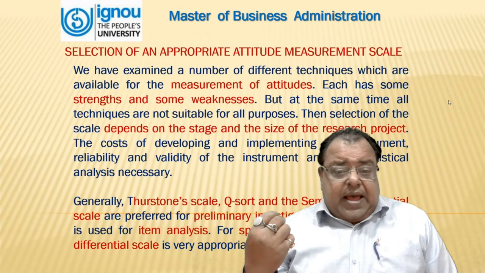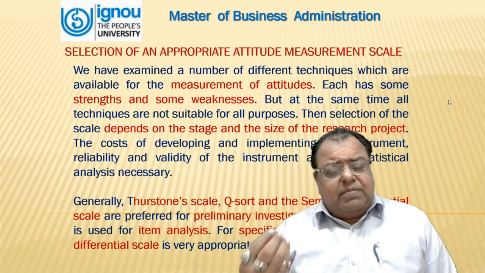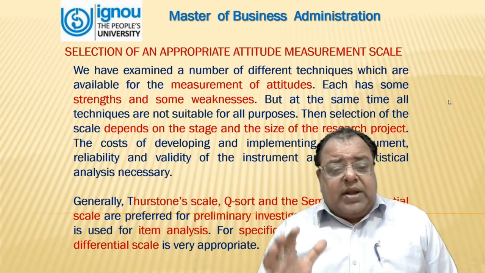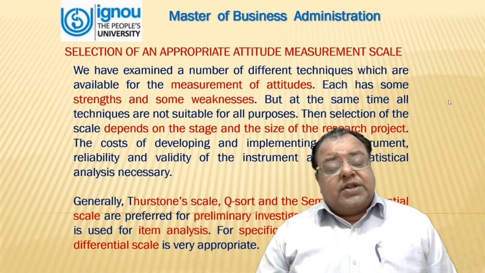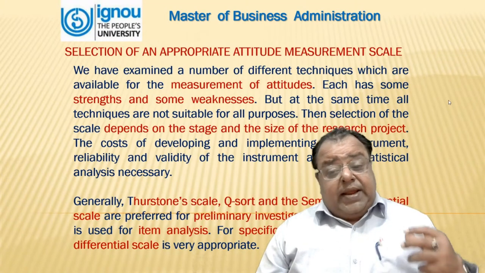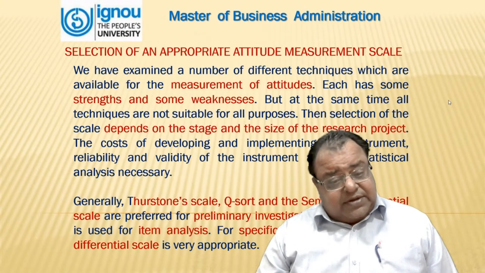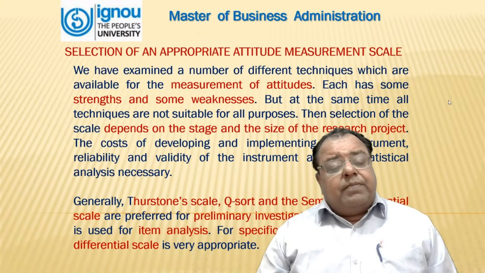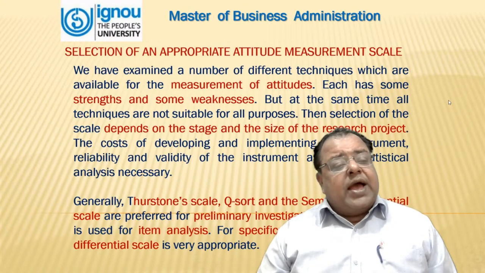Now, selection of an appropriate attitude measurement scale. We have examined a number of different techniques which are available for the measurement of attitudes. Each has some strengths and some weaknesses. But at the same time, no single technique is suitable for all purposes. Selection of the scale depends on the stage and size of the research project, the cost of developing and implementing the instrument, the reliability and validity of the instrument, and the statistical analysis necessary. Generally, Thurstone scale, Q-sort, and semantic differential scales are preferred for preliminary investigation. The Likert scale is used for item analysis. For specific attributes, the semantic differential scale is very appropriate.